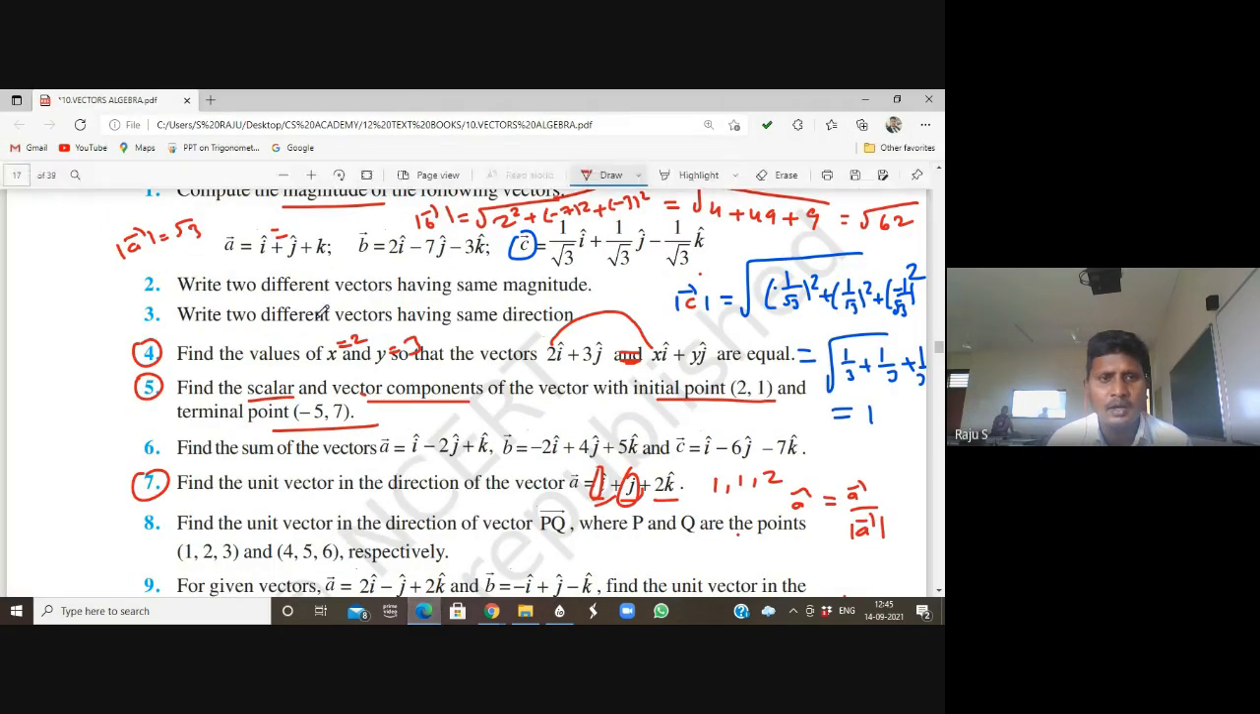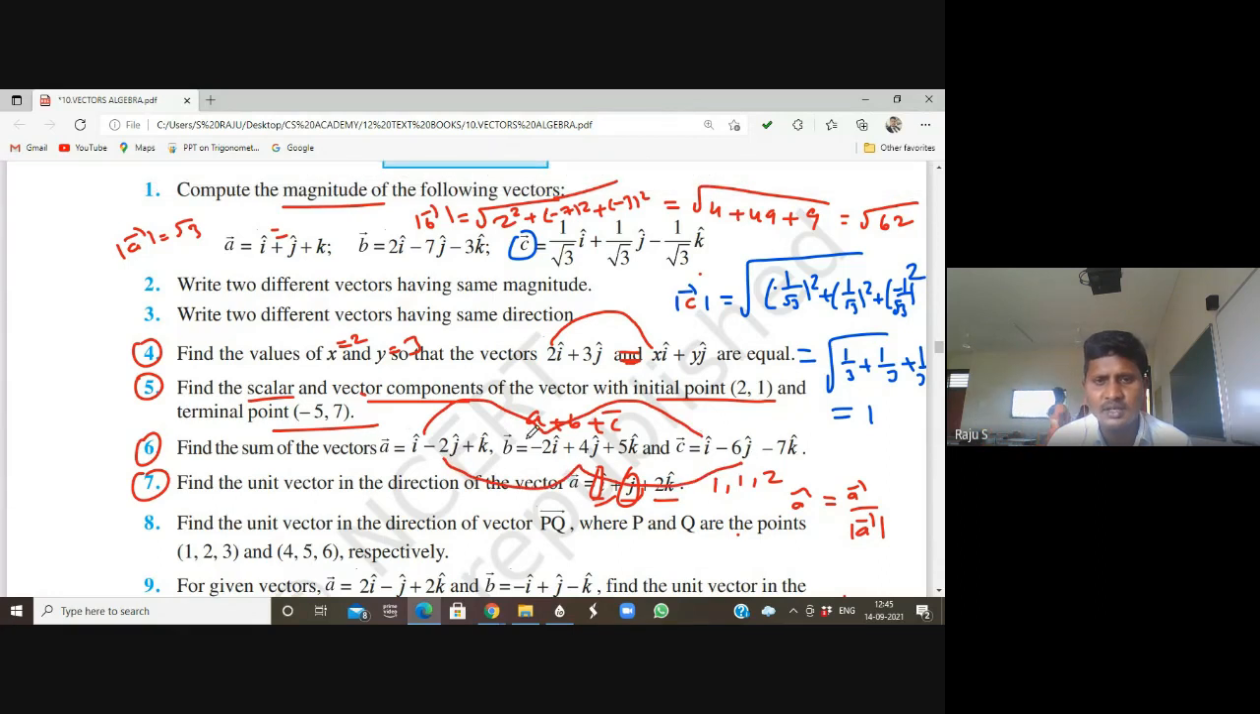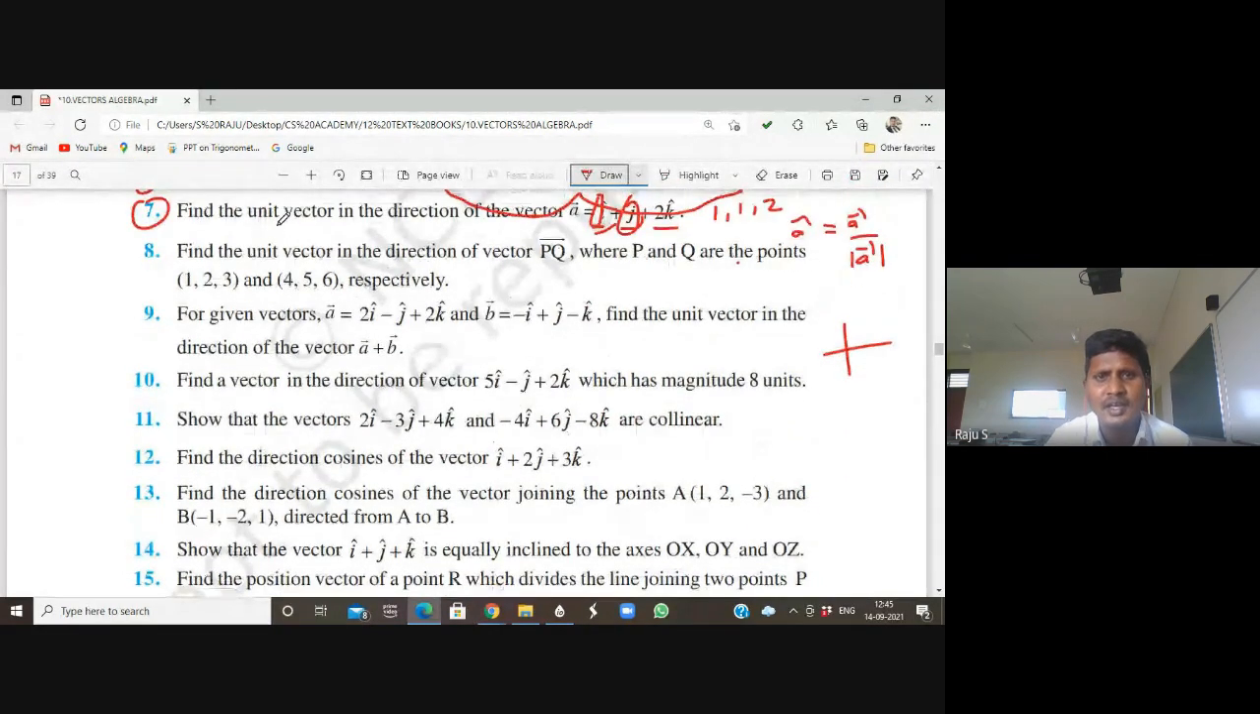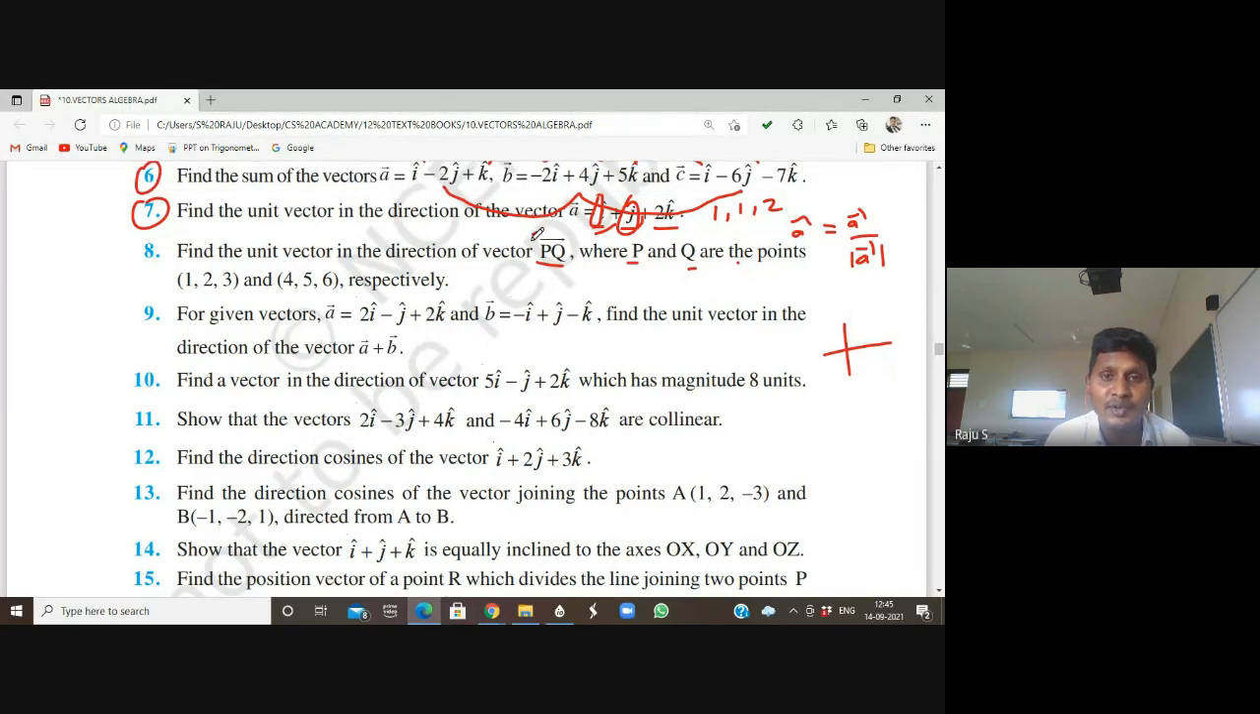Okay, and question number 6: find the sum a plus b plus c, very simple. So i minus 2j plus i and minus 2j plus 4j minus 6j and k plus 5k minus 7k. Like that, it is very easy to find the sum of the given vectors. Question number 8: find the unit vector in the direction of PQ. They have given points P and Q. With the help of P and Q, we can first find the PQ vector. After that, the PQ unit vector is equal to the PQ vector divided by its magnitude.